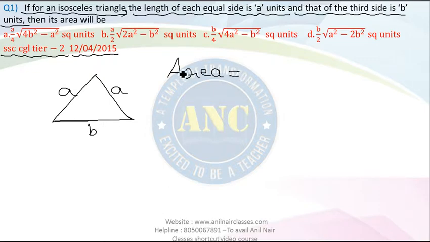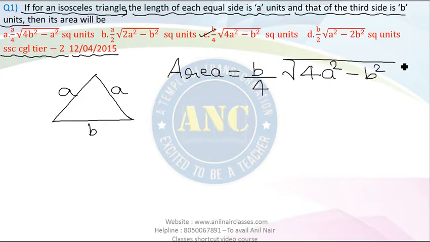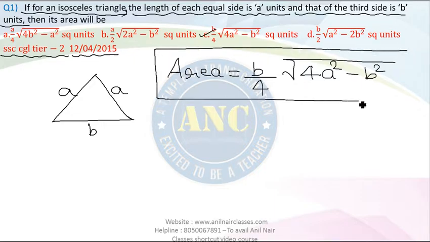Definitely yes. Whatever I proved before the starting of this problem, that is exactly what they are asking you in the question. That means, suppose any person who has attended the SSC CGL Tier 2 examination on 12th April 2015, they should directly mark option C, which we proved just now. If you know the area of an isosceles triangle as (b/4) times the square root of (4a² − b²).